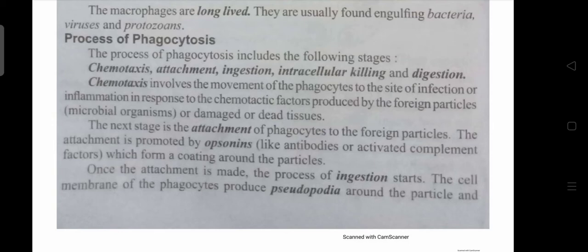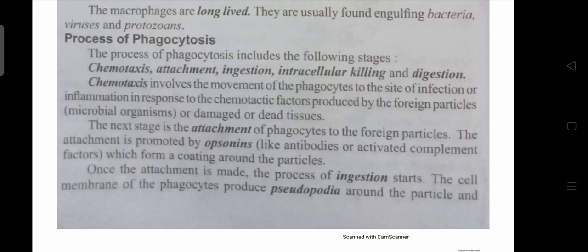In the next stage, phagocytes attach to foreign particles. The attachment is promoted by opsonins, like antibodies or activated complement factors, which form a coating around the particle. Opsonins form a coating around the foreign particle. Once the attachment is made, comes ingestion.